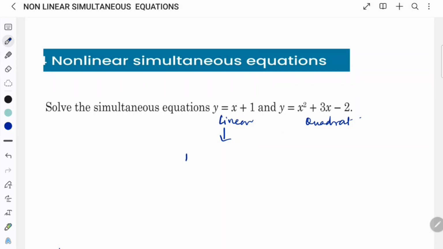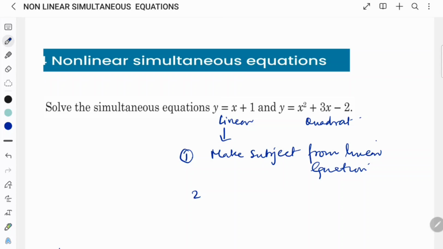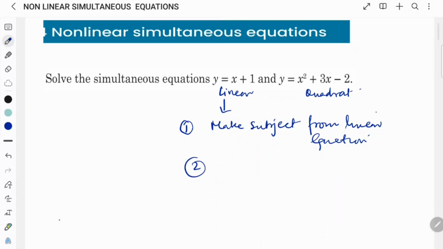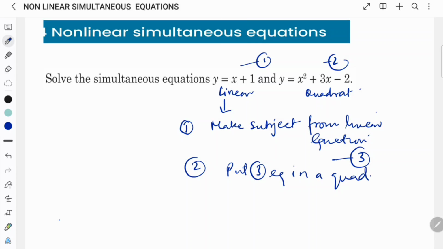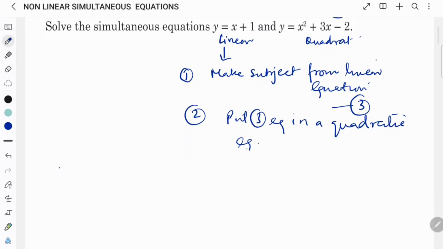Okay. So number 1, make the subject from the linear equation in an easy way. Number 2, that will become the third equation. This is 1, this is 2. This will become the third equation. Put the third equation in the quadratic equation. When you solve the quadratic equation, you will get two values of x.